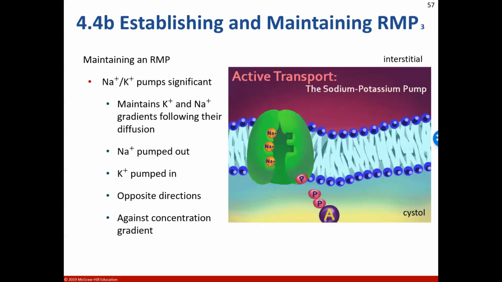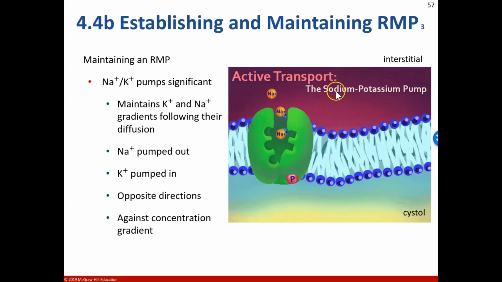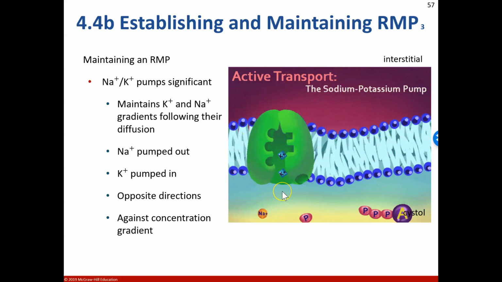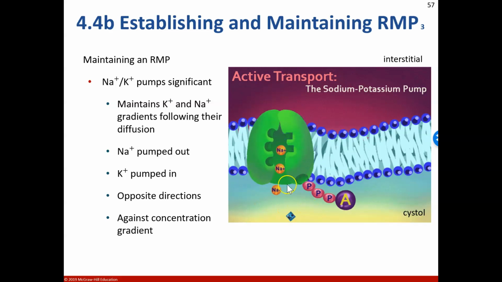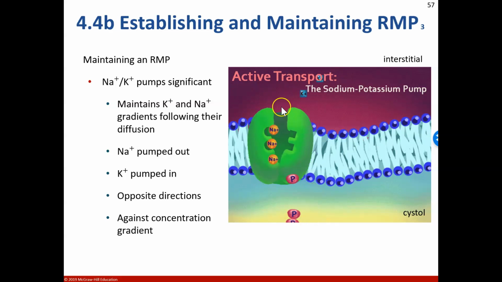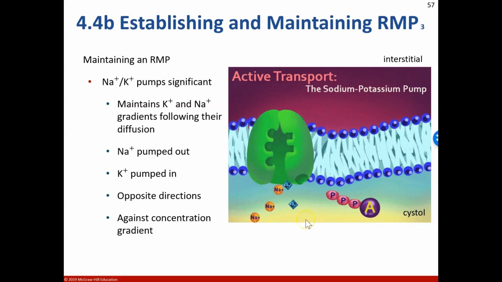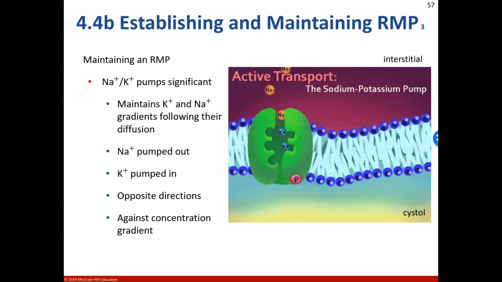Now, how do we maintain a resting membrane potential? We mentioned how our sodium-potassium pump is so significant in doing this. It helps to maintain that potassium and sodium gradient following their diffusion. We are going to have our sodium pumped out of the cell, and our potassium attaches and gets pumped into the cell. Notice they are in opposite directions and against their concentration gradients, and ATP is necessary because this is an active process, an active transport.